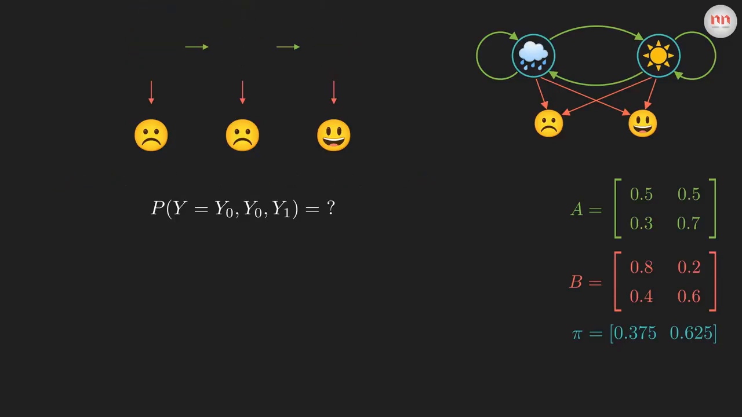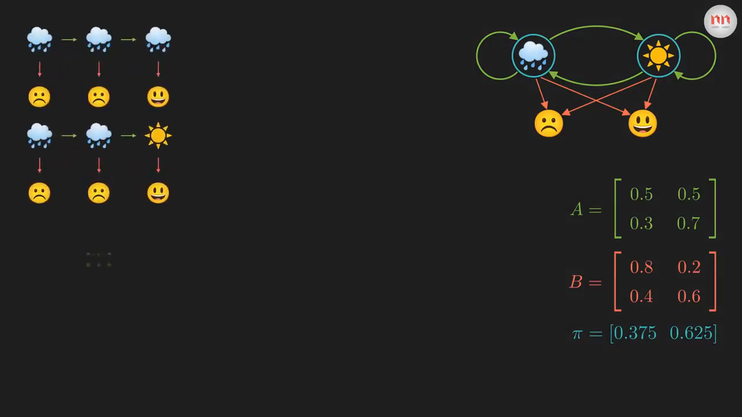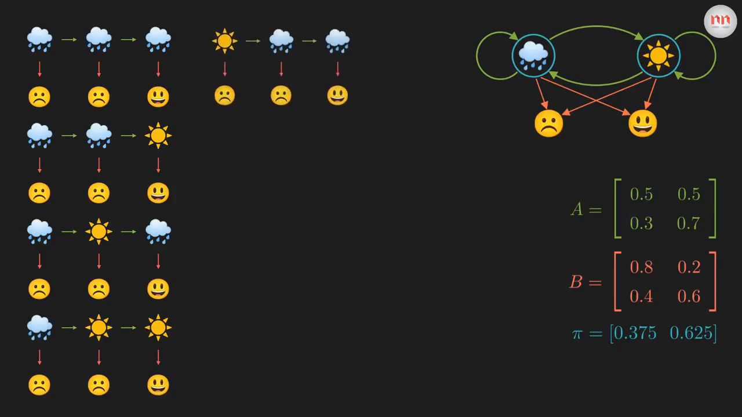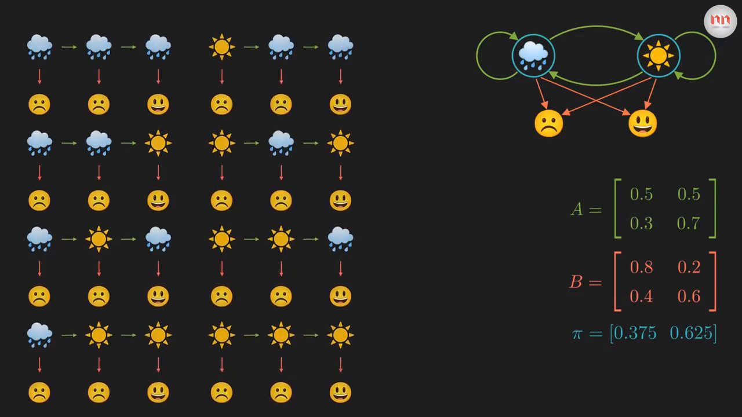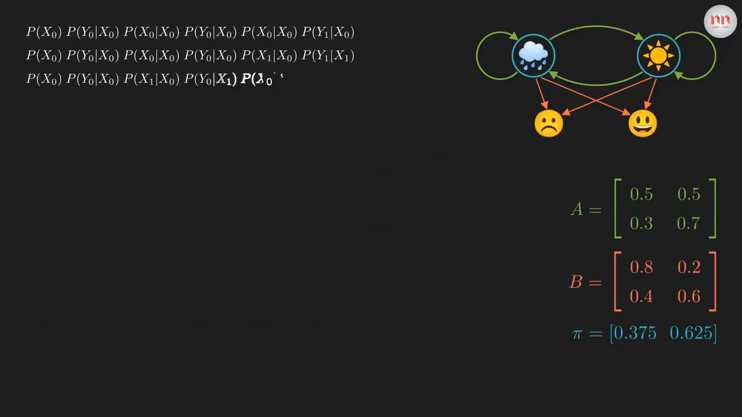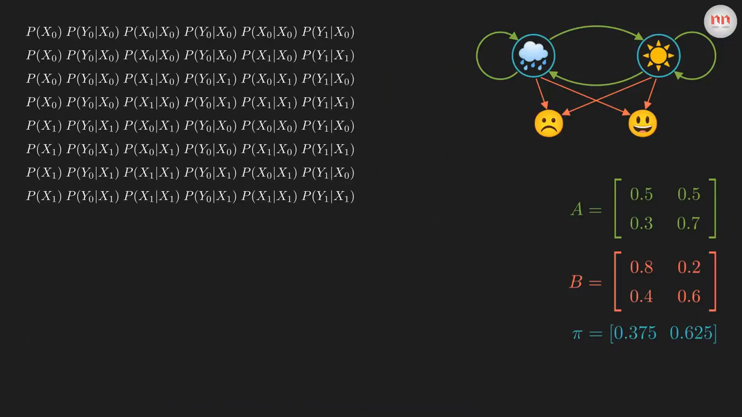Well, we have got 3 places and 2 choices for hidden states. So there exist 8 possible sequences of hidden states. Let's visualize them. And here are the probabilities corresponding to each one of them. To find the probability of y equals y0, y0, y1, we need to add all these 8 long products.